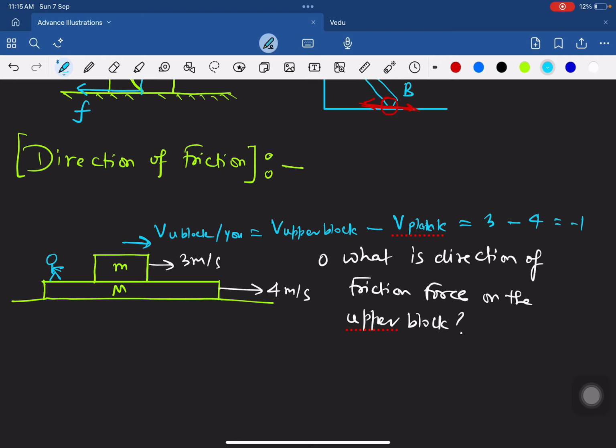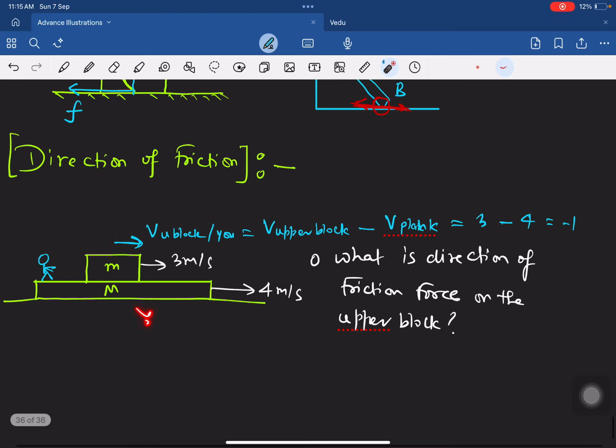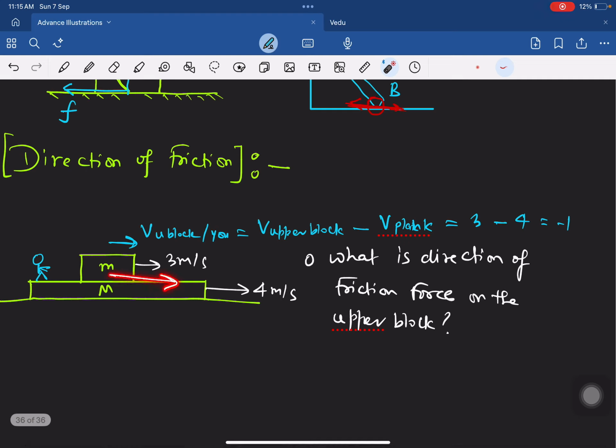So the relative velocity that we are seeing, guys, in this direction, is minus 1. It means that if this is the direction of the relative velocity, then this one applies the friction force to oppose the relative velocity. That is what I said in the definition, that it opposes the relative velocity. So it will apply the friction force in the direction opposite to this relative velocity that I showed earlier. This relative velocity is 1 meter per second, with respect to the plank.